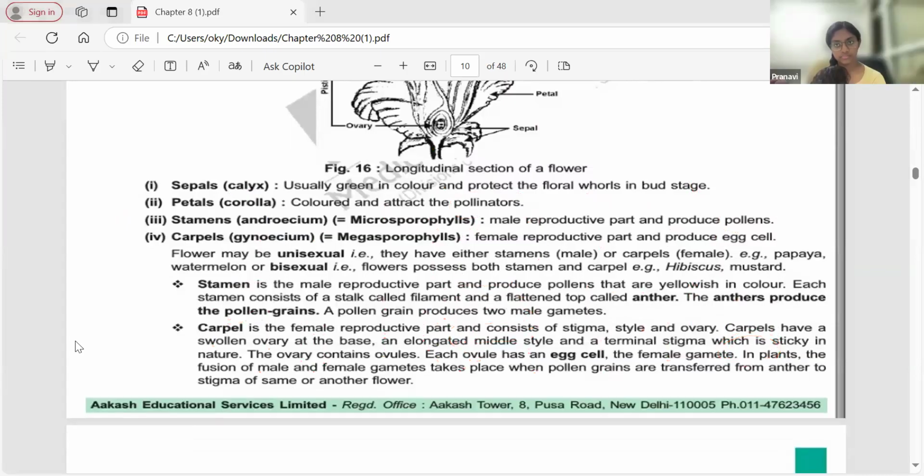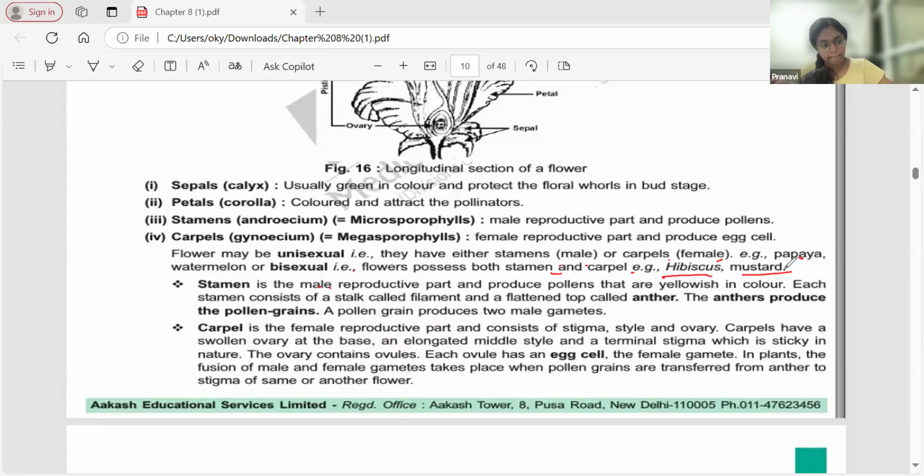Now see, flowers may be unisexual. They have either stamen or carpel. Stamen is the male part and carpel is the female part. Example, they have given papaya and watermelon. They are unisexual. And they can be bisexual. Such flowers possess both stamen and carpel. Example, they have given hibiscus and mustard.